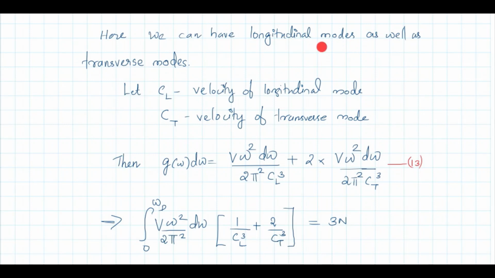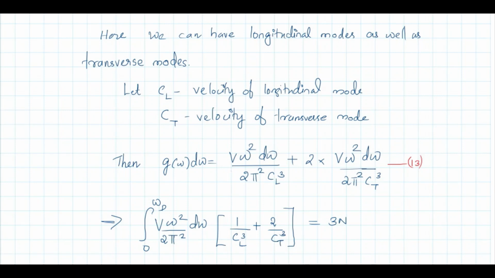So in the case of phonons, we have longitudinal modes as well as transverse modes. Let CL be the velocity of the longitudinal mode and CT be the velocity of the transverse mode. Then g of omega d omega can be written as V omega square d omega by 2 pi square CL cube, corresponding to the longitudinal mode, plus 2 into V omega square d omega divided by 2 pi square CT cube, where the 2 accounts for the 2 different transverse polarization states. This is the total density of states, or number of normal modes in the frequency range omega to omega plus d omega. Call this equation number 13.